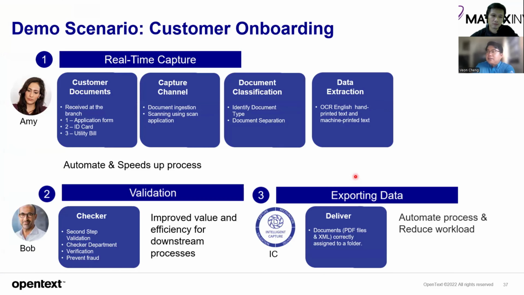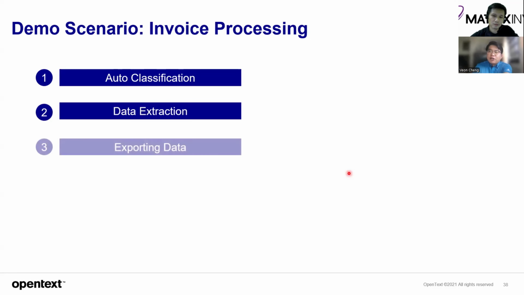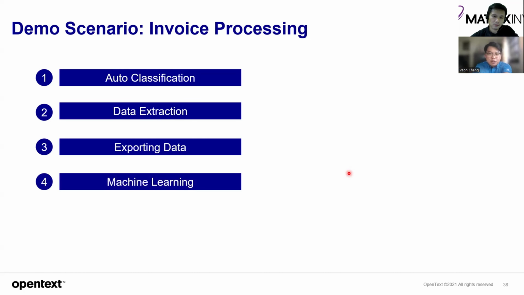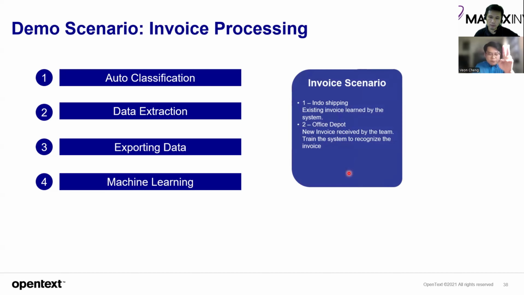Okay, last but not least, I'll quickly go through another invoice processing. I think we're short of time. We will do a few steps: auto classification, extraction, exploring data, followed by machine learning. You can see how easily we can train the system and export accordingly. Here are two different scenarios. One uses Induced Shipping, an existing invoice that has been trained by the system, followed by Office Depot invoices that are not trained. So we'll see how the training works.